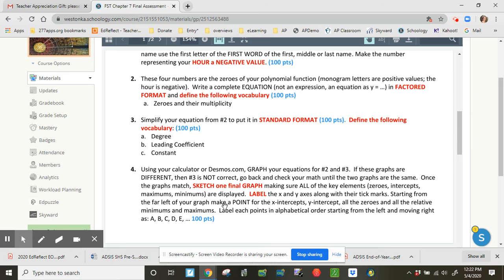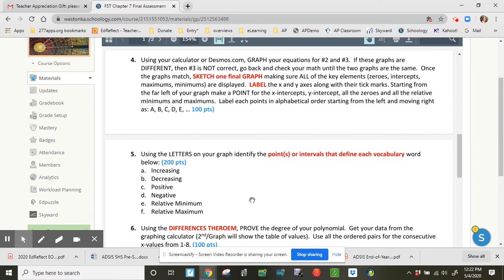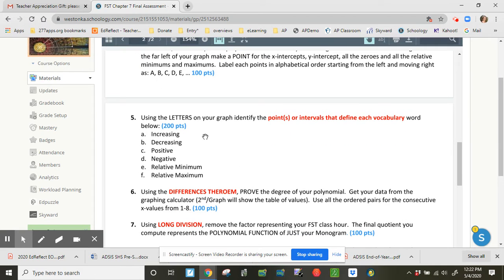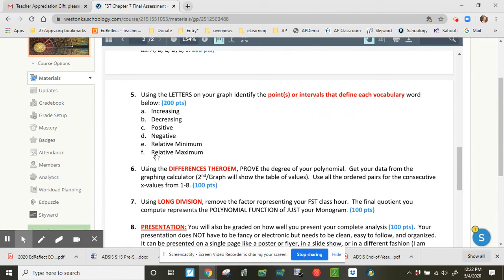And read the details I'm looking for in the sketch of the graph. So give me the final graph for 100 points. Not bad. Point 5 here is worth 200 points, and it is defining these 6 points of vocabulary about increasing, decreasing, and so forth. In the video, I have you label your graph, the various points in terms of letters A through F. So please watch the 14-minute video of me going through the project when you do start it.